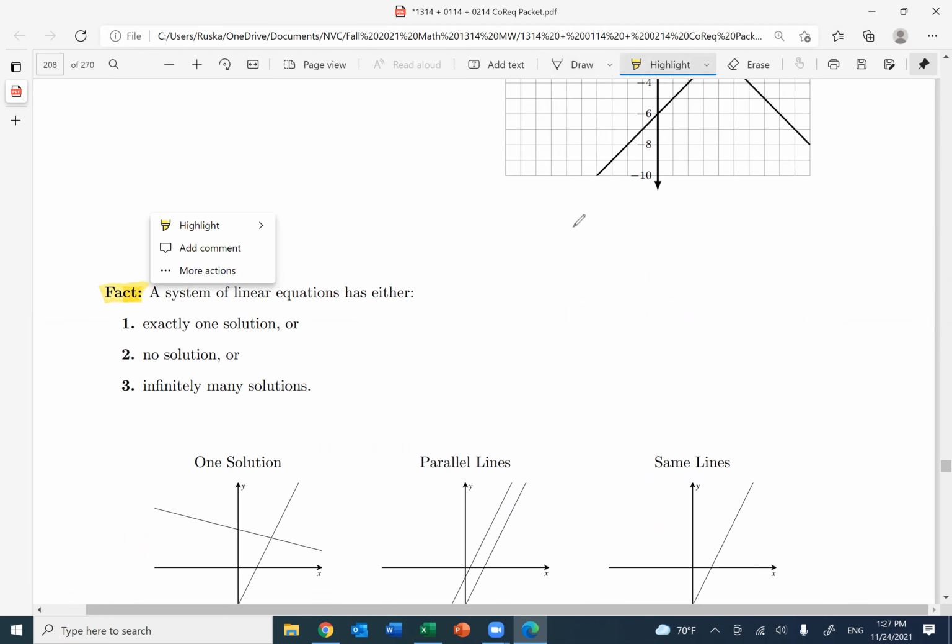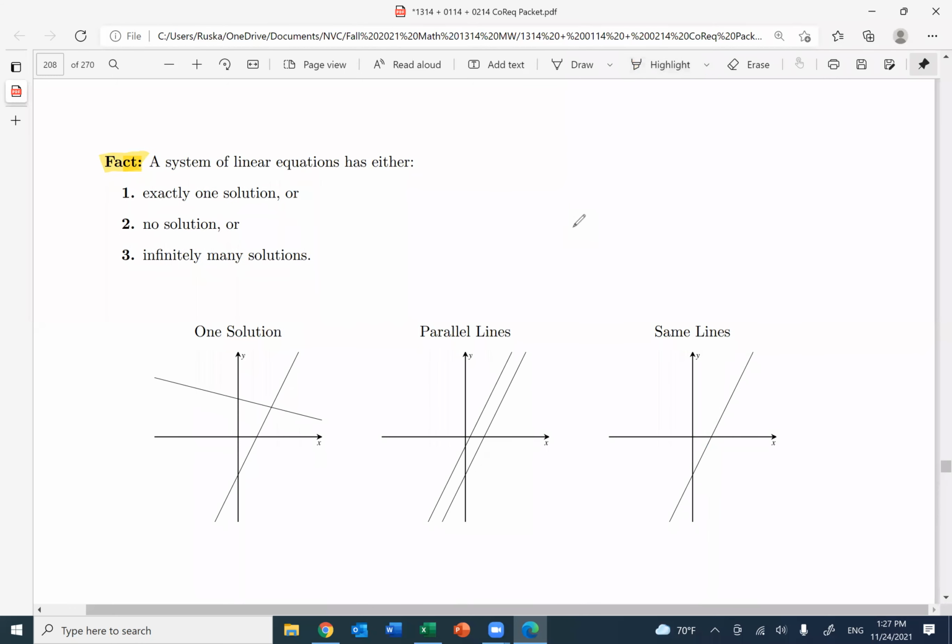We have exactly one solution, no solution, or infinitely many solutions, and these are the different cases. So one solution is when they cross each other in one point, and this is the solution which has coordinates x and y. The point where they cross each other is the solution. If you have two parallel lines, you have no solution. And if they're the same line, then you have an infinite number of solutions. Okay, we talked about these three cases, right?